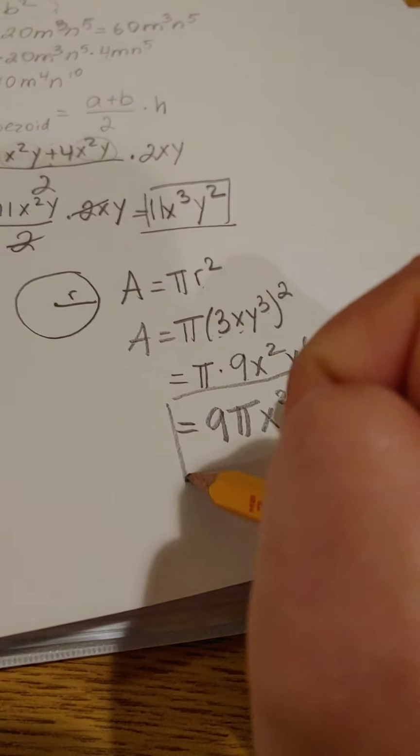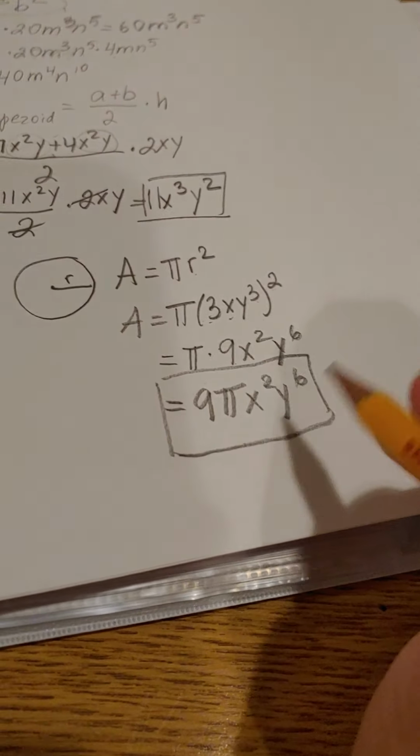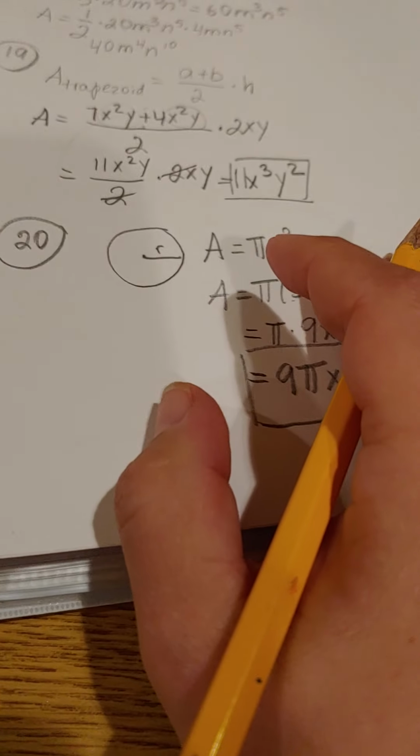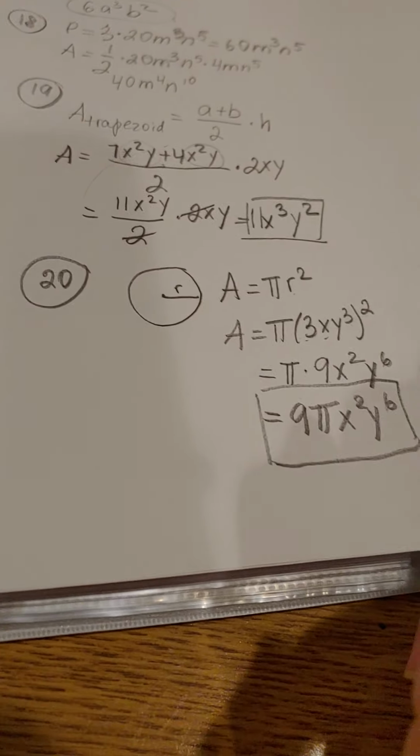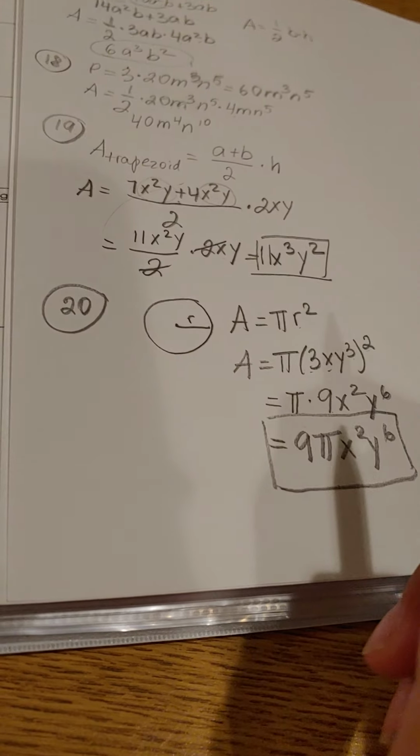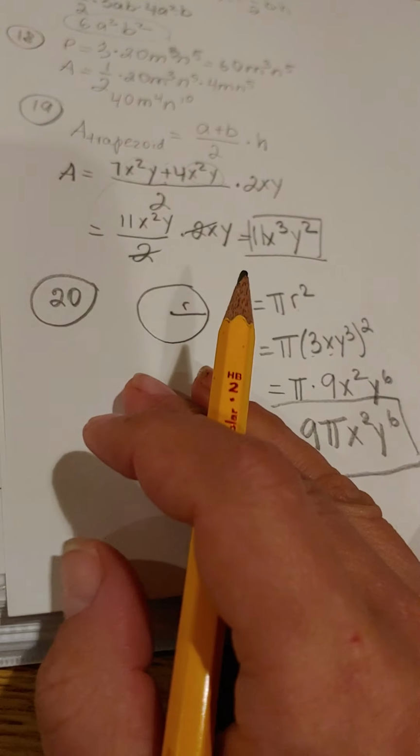Please pay attention that for numbers 19 and 20, we're not asked to calculate the perimeter or circumference. So we just calculated the area.